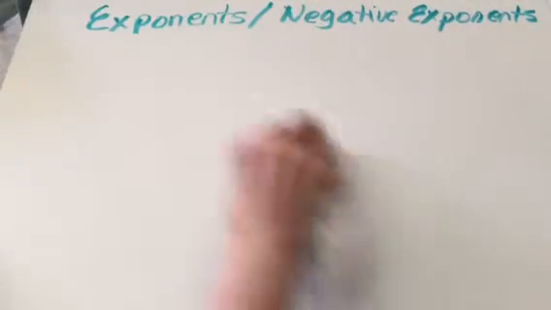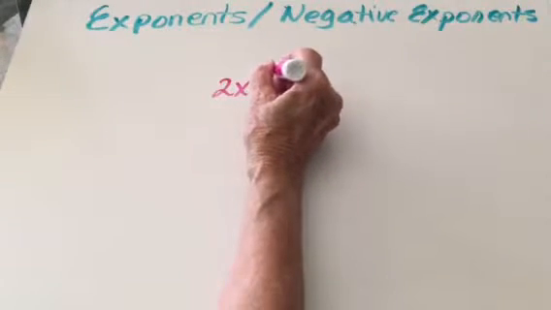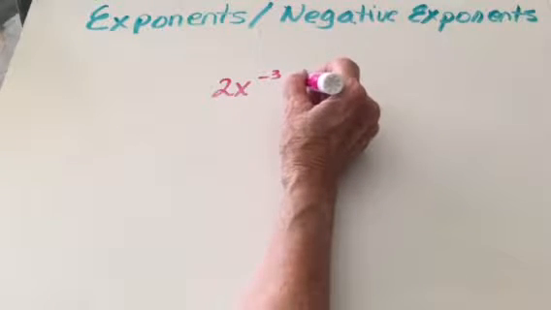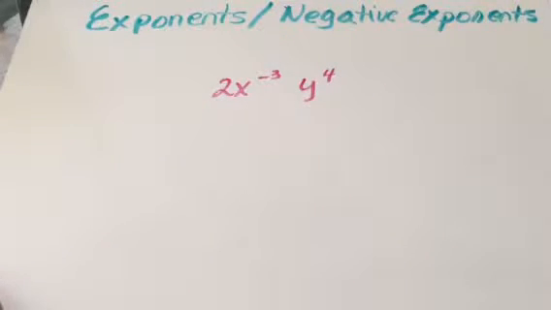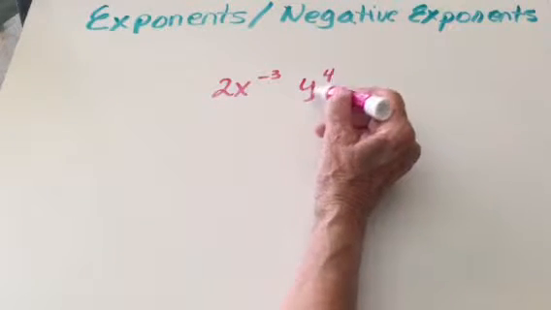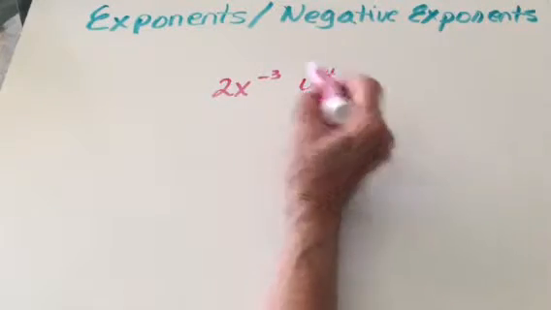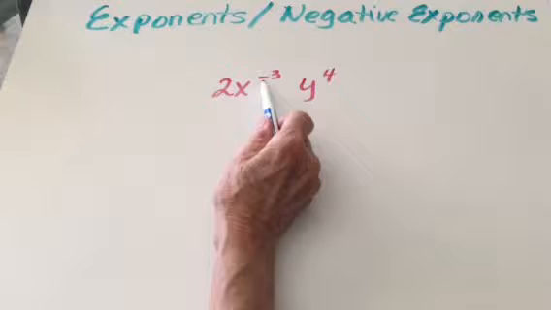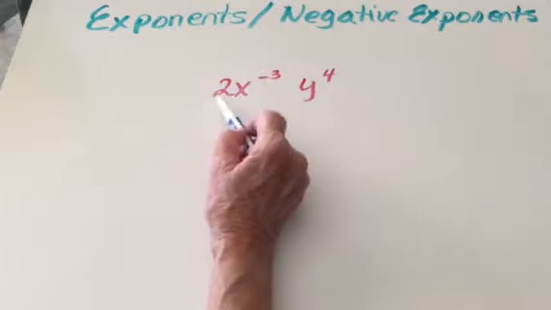What if I say 2x to the -3 times y to the 4th. I can't have a negative exponent. All right, this guy is fine. He can stay. I call this going upstairs and going downstairs. This guy is fine. He's going upstairs. He's going to stay where he is. That -3 exponent, does that apply to the x? Does it apply to the 2? Does it apply to both?